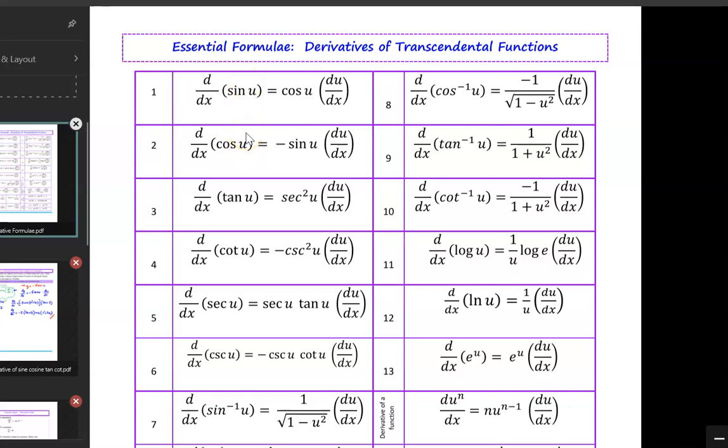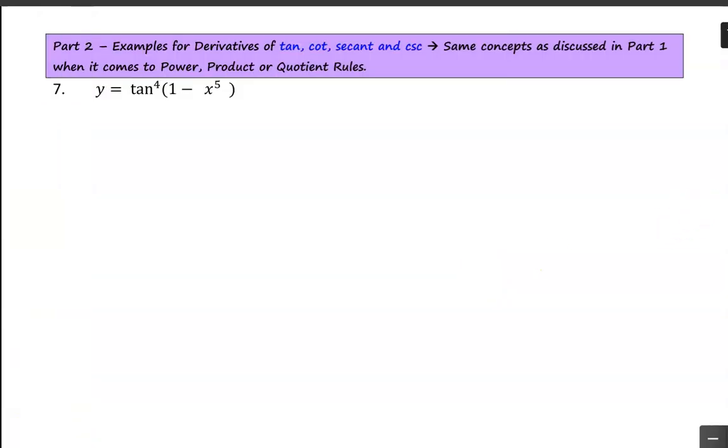So in this lesson, we will talk about derivative of tangent, cotangent, secant, and cosecant. So derivative of tangent of a function will become secant square of that exact function again, because you have to multiply this entire result by derivative of the argument of tangent. So similar approach for cotangent, secant, and cosecant. So let's work with the example.